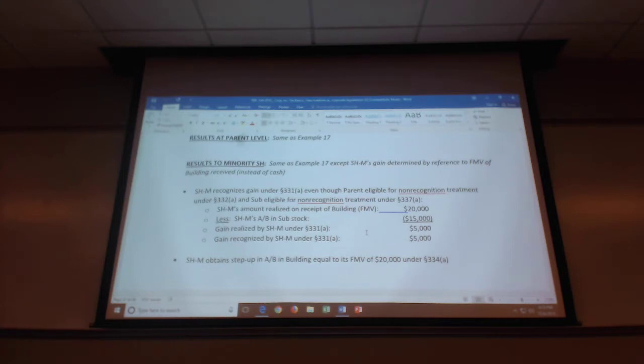No, it's correct. Yeah, for a second I got nervous, but no, this is correct. I thought this line, shareholder M's adjusted basis in substock, is correct. Sorry about that.